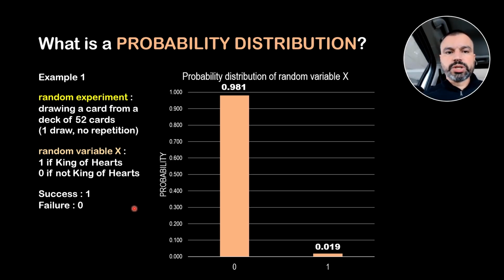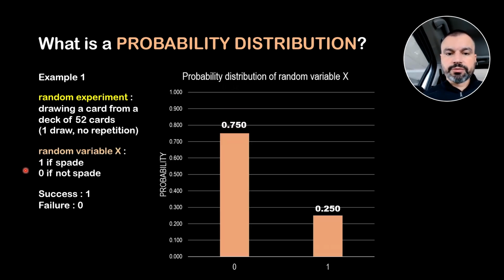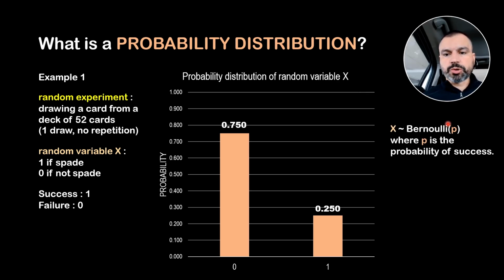An important side note here is that the shape of this distribution is going to change if we change the probability of success. Suppose we define success as drawing a spade, any spade. Then the probability of success is going to increase and the probability of failure is going to decrease, because the probability of drawing a spade is 13 over 52. So we have a 25% chance of drawing a spade. And this distribution is called the Bernoulli distribution. We say that x follows a Bernoulli distribution of parameter p, where p is the probability of success.